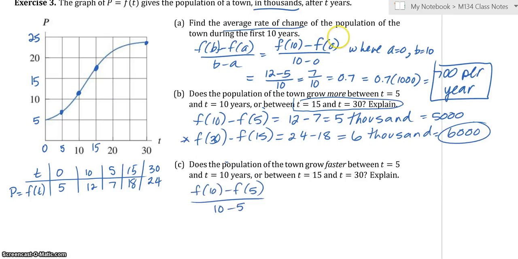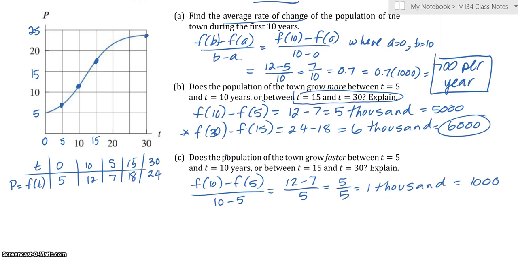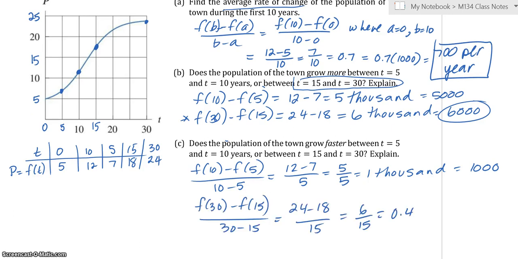So this one's going to be like part A, between 5 and 10. So we're going to do the same 12 minus 7, but now it's going to be over 5. So it looks like 1, or 1,000. Now let's do the same thing between 15 and 30. So we use the same formula. We do the 24 minus 18, but now it's all over 15. So we're going to get 0.4 in our calculator. Remember, that's 0.4 thousand. I could write the word thousand, but I'm going to do this trick and write multiply by 1,000. So we know it's 400.